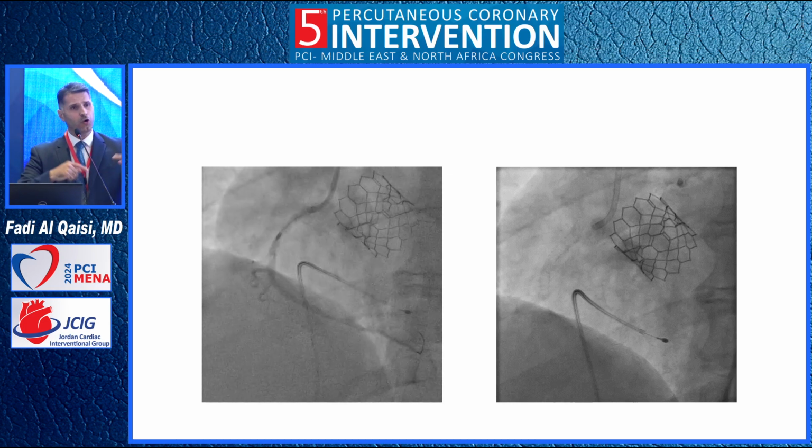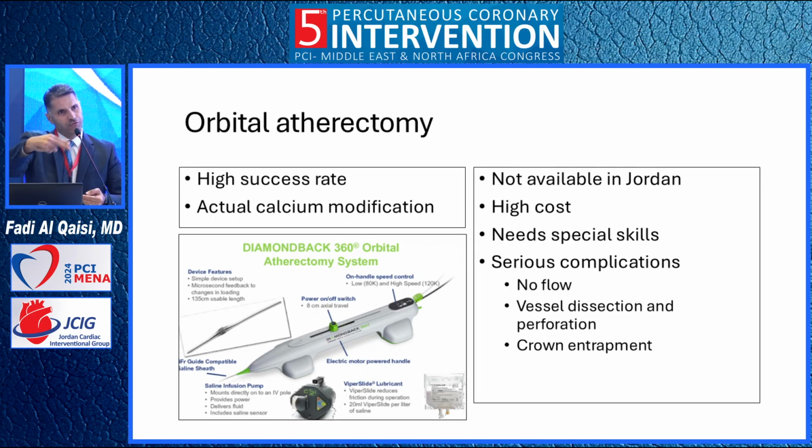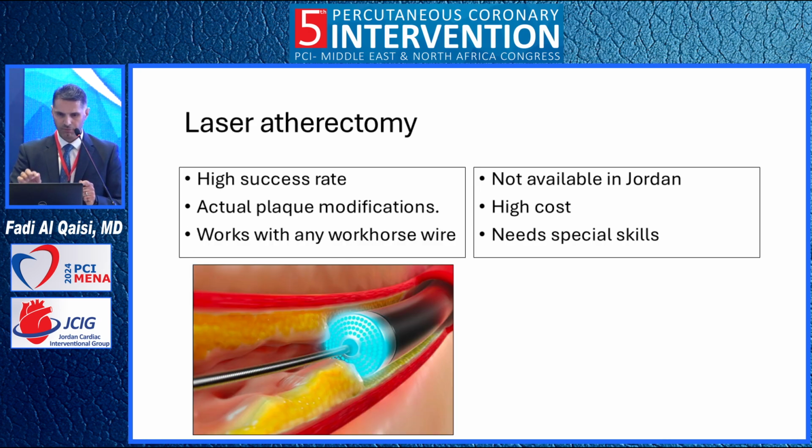The other device is orbital atherectomy. It shaves off the calcium again. It has a high success rate. It's actual calcium modification. It's not available in Jordan. It has high cost, needs special skills, and again, it has its own serious complications of no flow, vessel dissection, and crown entrapment. Many of the peripheral people like this more than the rotational atherectomy, or the Rotablator.